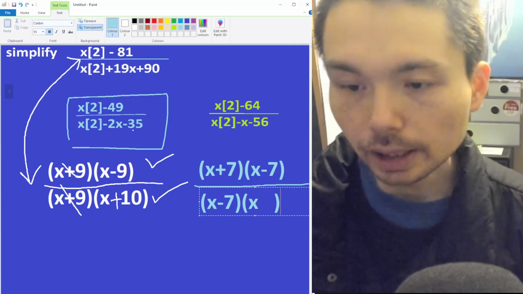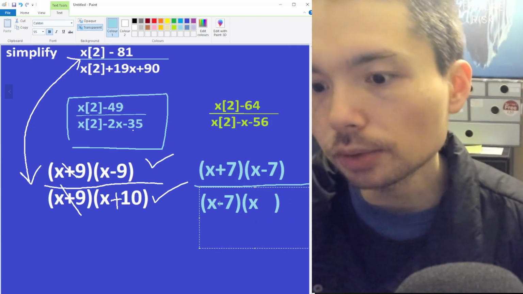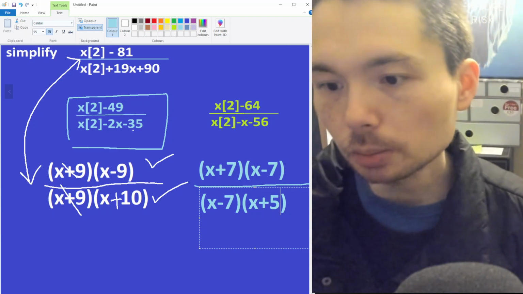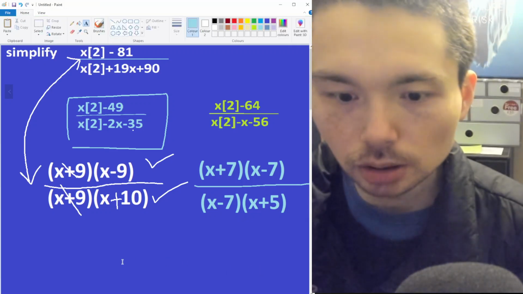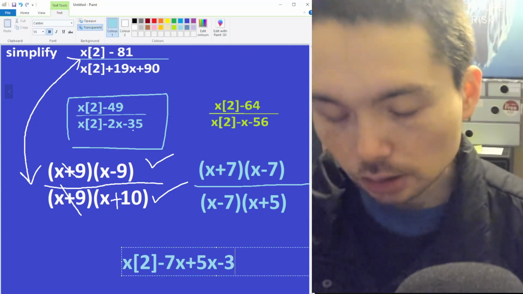Now think of it like getting the last term. Can you see there's minus 35 as the last term? So really think of it, minus 7 times what will be minus 35, and that will be plus 5. If you're not sure, just expand. You see that denominator? I'm just going to expand here. X squared minus 7x plus 5x minus 35.